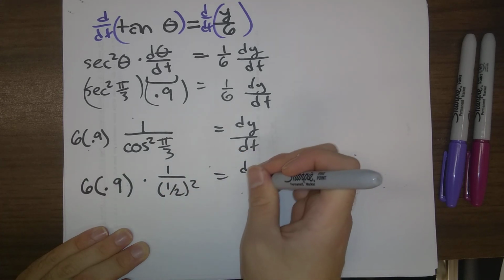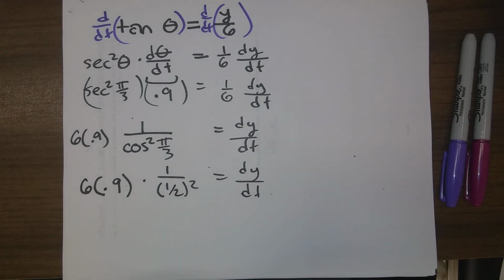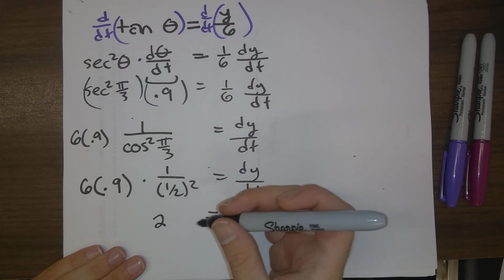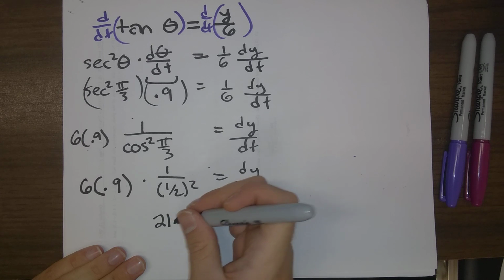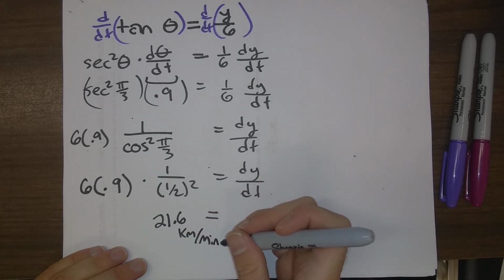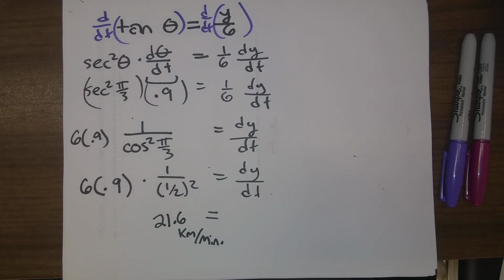And so here is your dy/dt. If we want to crunch all of that out, it is 21.6 kilometers per minute.